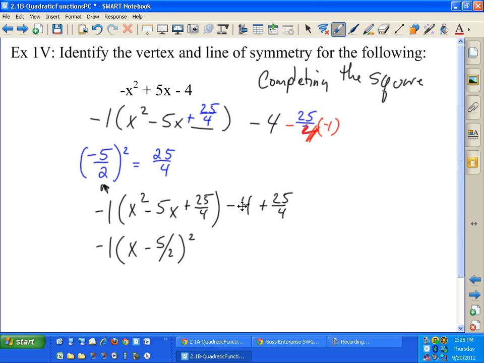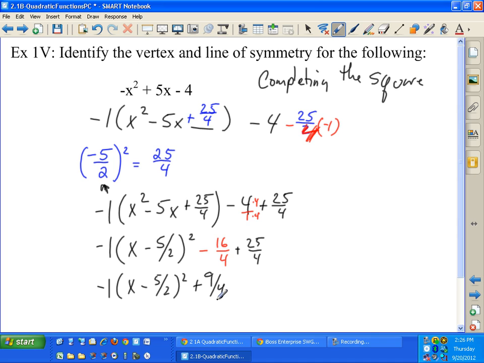And then over here, I've got to get common denominators. So this 4/1 needs to be multiplied by 4 top and bottom, which then means I'm subtracting 16/4, which is still the same as that 4, plus the 25/4, which is what I had before. So combining these together, I have 9/4. So my final function will be x minus 5/2 squared plus 9/4.